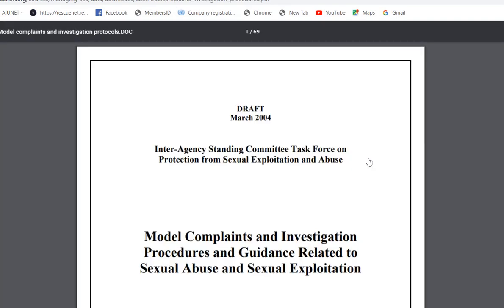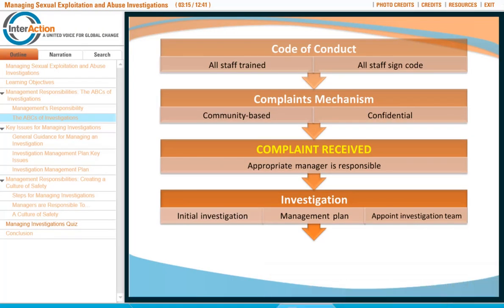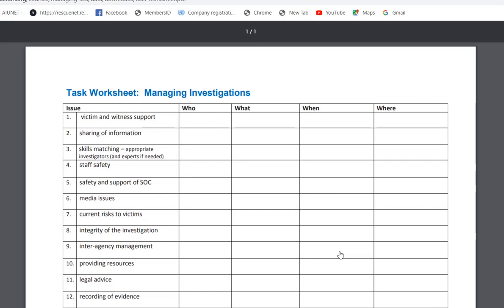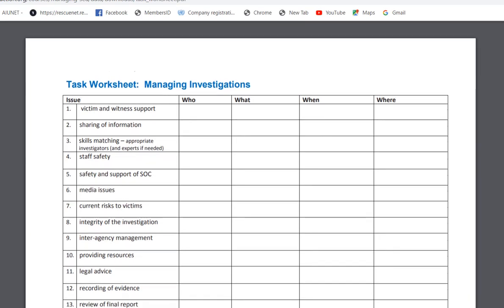Managers have specific responsibilities for receiving complaints and conducting investigations. Management responsibilities at this stage include the following steps. Conduct an initial brief investigation to determine whether there are grounds to conduct a full investigation. Establish a management plan for overseeing the investigation and supporting the investigation team. Click here to view the task worksheet. This tool is a short worksheet to help you plan for how to best support and manage the investigation.